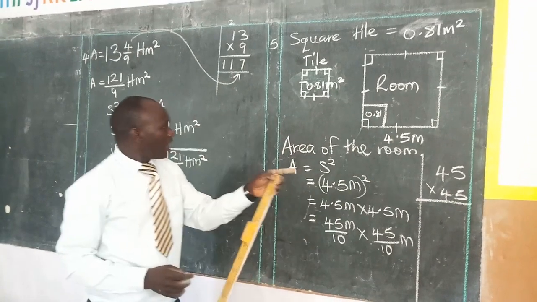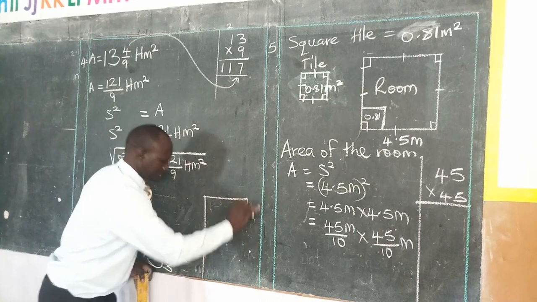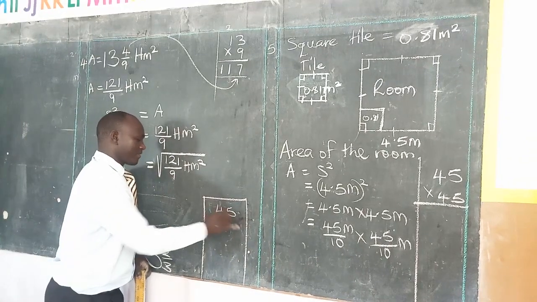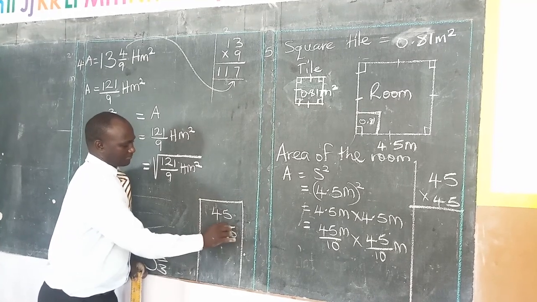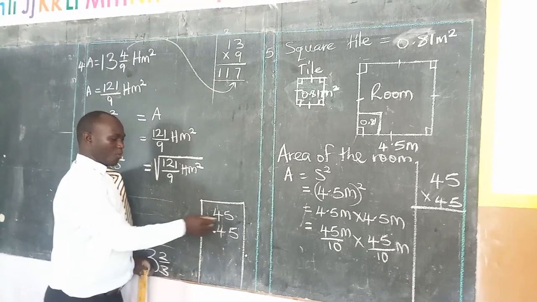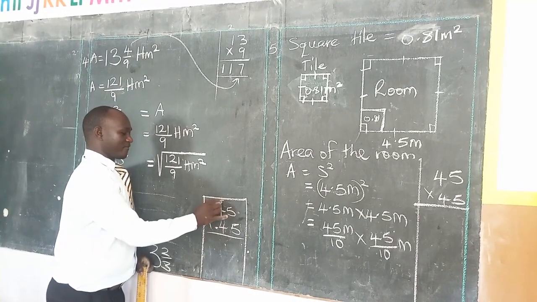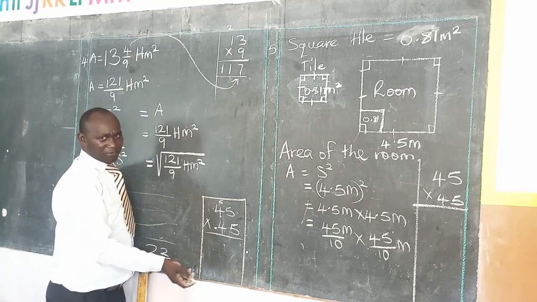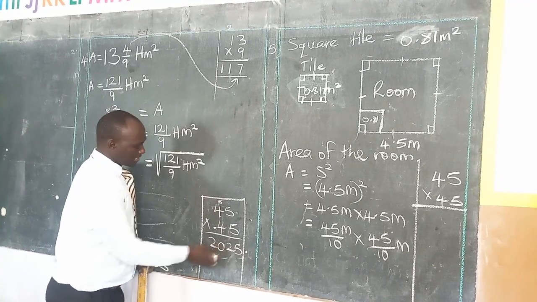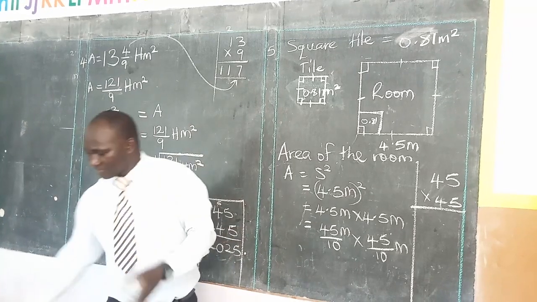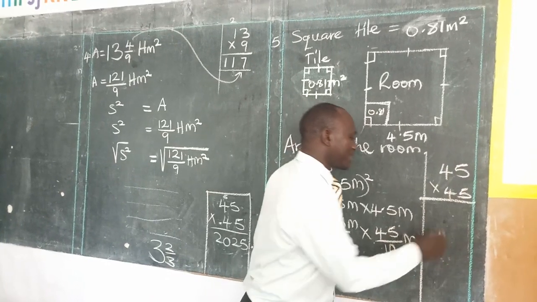Before I give you the final answer, look here. If I have 45 and I'm multiplying by 45, these are numbers ending with 5. What's the next number after 4? The next number after 4 is 5. Now if I multiply 4 by 5, what do I get? I'll get 20. 5 times 5, 25. Let's leave this and go through that. What is 5 times 5? 5 times 5 is 25.